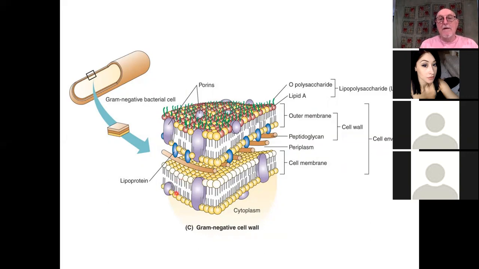Here's the cell membrane, here's the cell wall, and then there's an outer membrane. That's its name, the outer membrane. You'll see it looks very much like the cell membrane, and in some ways it functions like the cell membrane as well. But it has distinct differences.